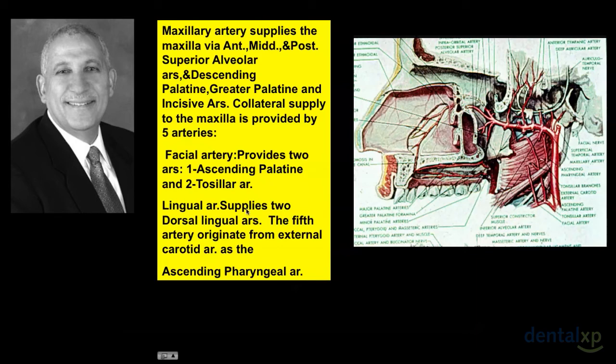and the lingual artery will supply 2 arteries called the dorsal lingual arteries. Then the 5th artery comes from the external carotid itself, called the ascending pharyngeal artery. So what happens? All of these will approach from the palatal side, the bone of the maxilla. That's why in orthognathic surgery, when we cut the anterior, middle, and posterior superior alveolar artery and the descending palatine artery, nothing happens to the maxilla because it's supplied by these collateral branches.